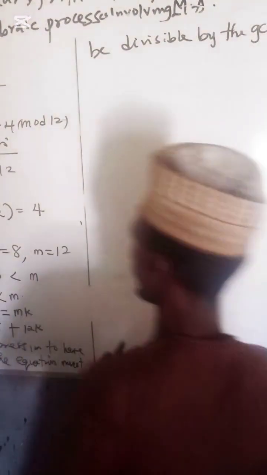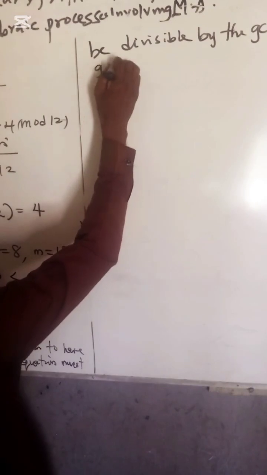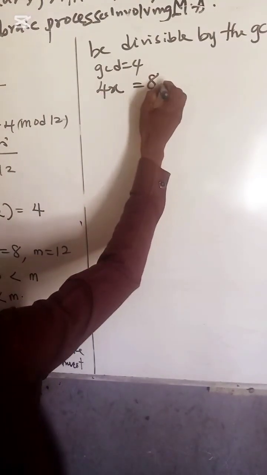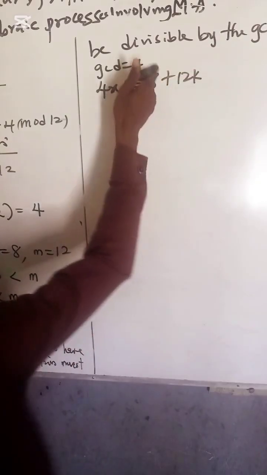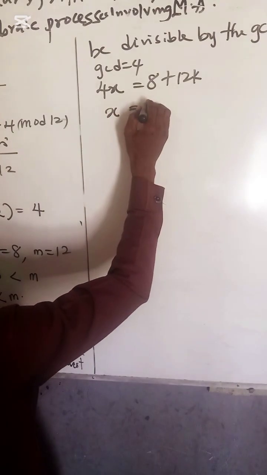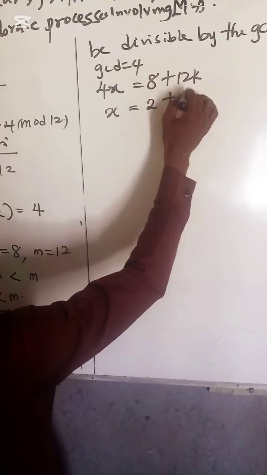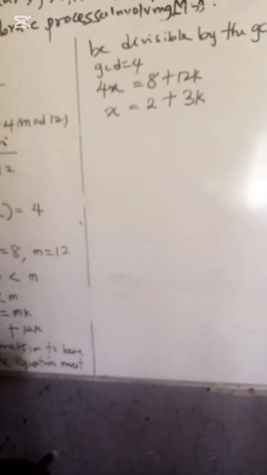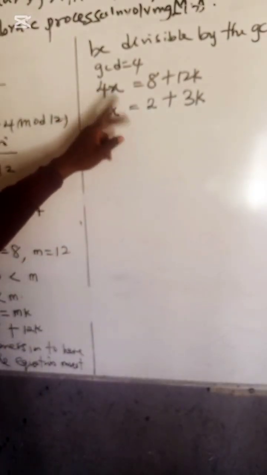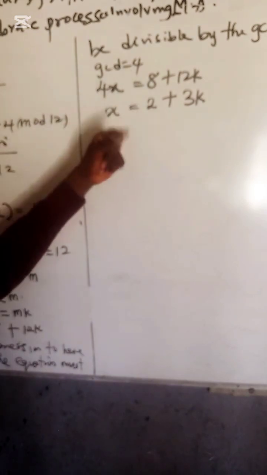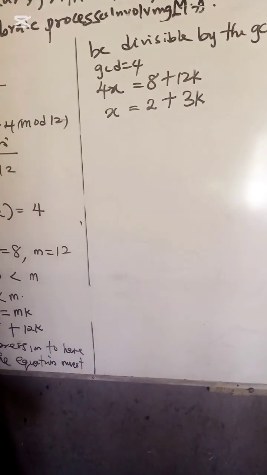In this case, the GCD is 4, and our equation is 4x equal to 8 plus 12k. We can divide it. So here you have x equal to 2 plus 3k. Had it not been divisible by this particular 4, then our conclusion would be there is no solution.